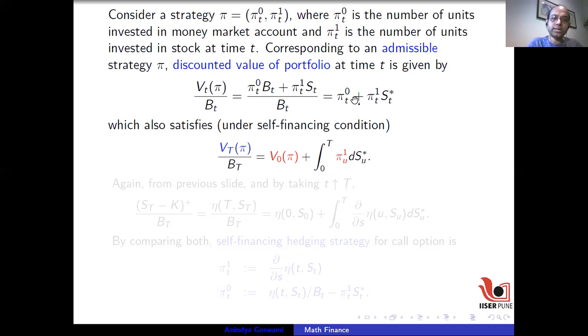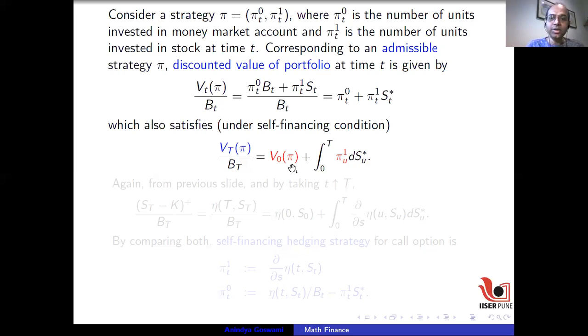You need to obey certain things, and that condition turns out to be that the sum of those integrals should be 0. Then you would get that the left-hand side would be just the integration of only this term: V_T = V0 + ∫π1 dS. So the self-financing strategy condition forces you to obtain this, and this is very nice.